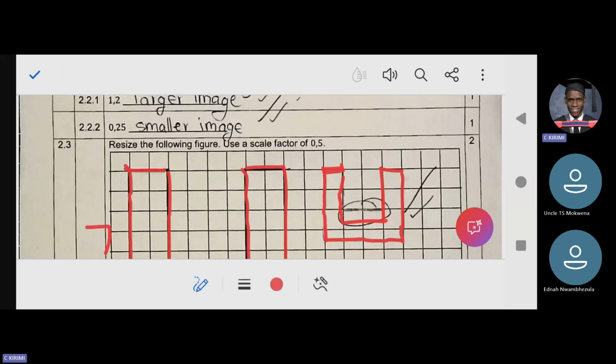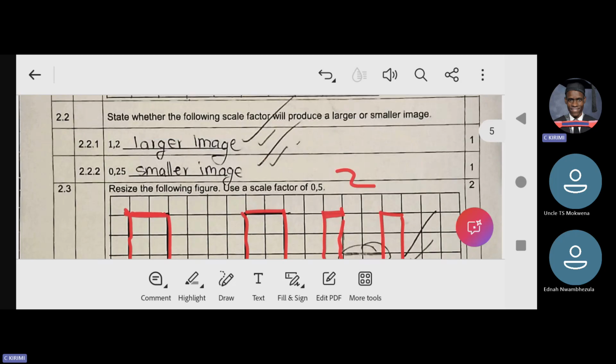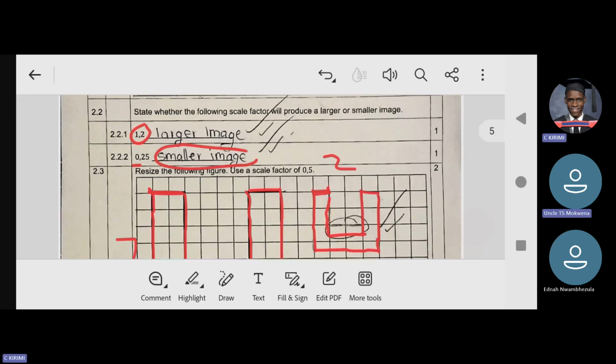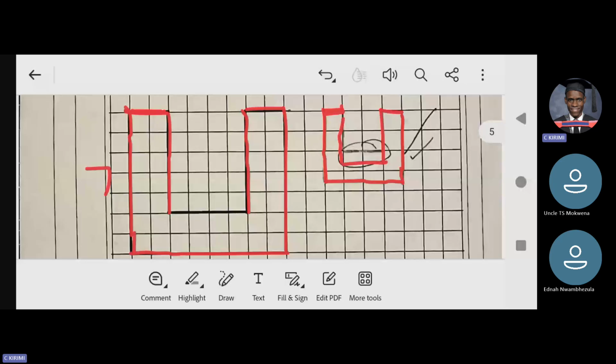If they say scale factor of 2, you are multiplying each length by 2. This length, you increase it by 2, so 2 will now be 4. If they say scale factor of 0.5, you know that your shape is going to be smaller, because if the scale factor is less than 1 as a decimal, it's small. If the scale factor is a fraction like a half or a third, you know it's going to be smaller. If a scale factor is more than 1, the image of that shape is going to be larger. Then that will be your shape, you get your marks.